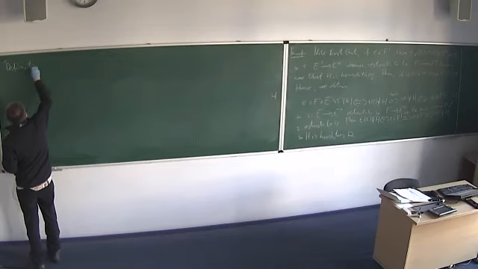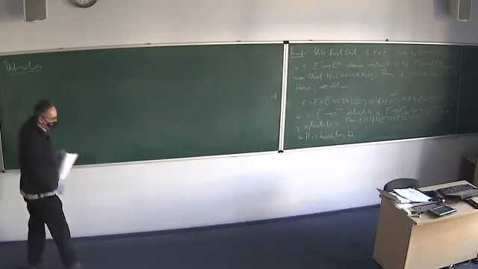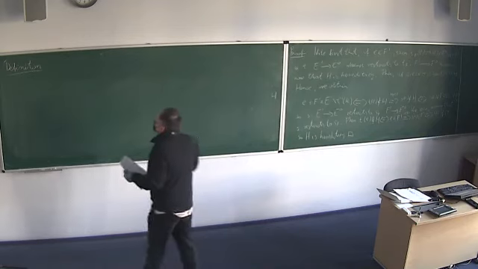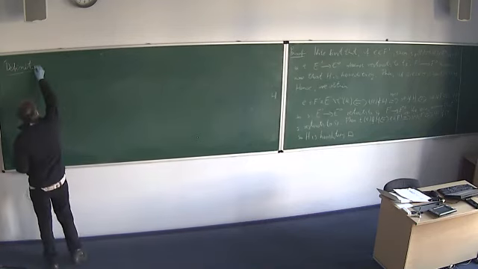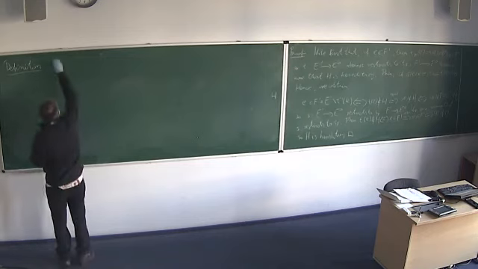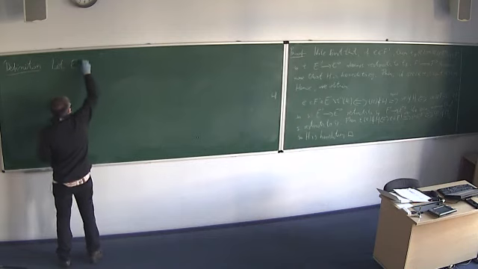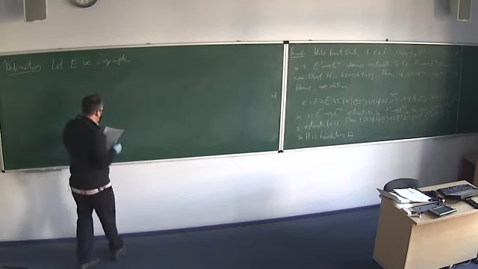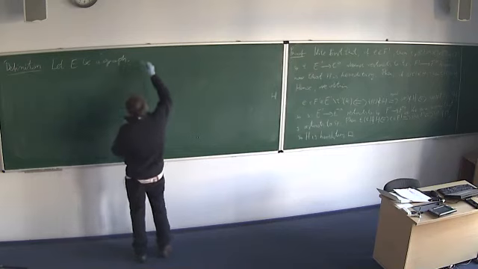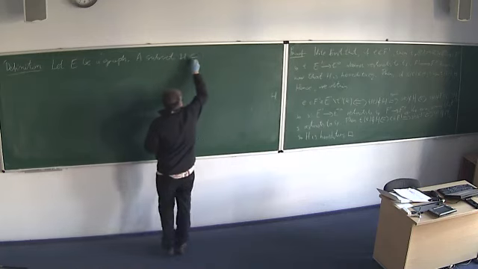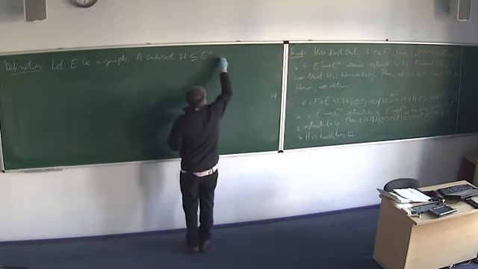And this definition is maybe a bit more awkward. At least for me, it took a while to memorize it, to somehow come to terms with it, internalize it. And it's as follows. Let E be a graph, as usual. A subset H of E0 is called saturated.